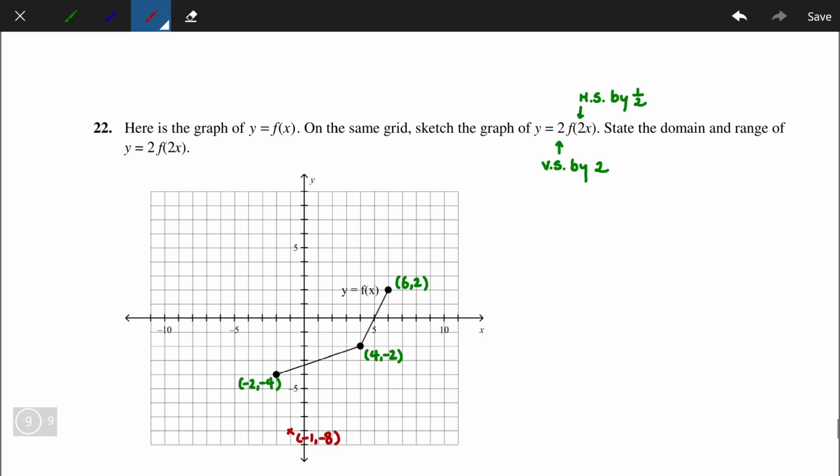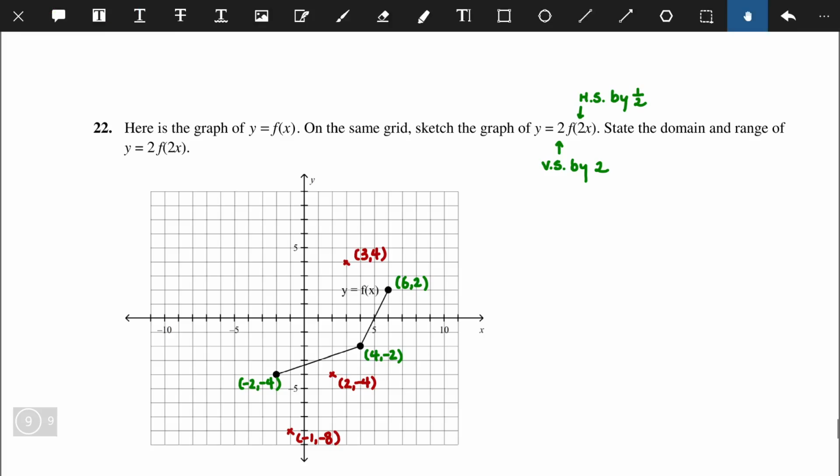Likewise, with the second point, going from left to right, 4, -2. Again, we halve the x value, so it will become 2. And then we double the y value, which becomes -4. So the second point will be in this location. And finally, the third point, 6, 2. Again, we halve the x value, so we get 3. And then we double the y value, so we get a point 3, 4.